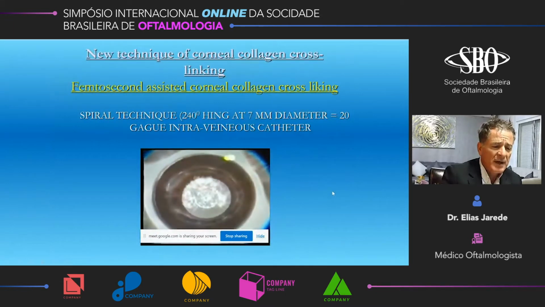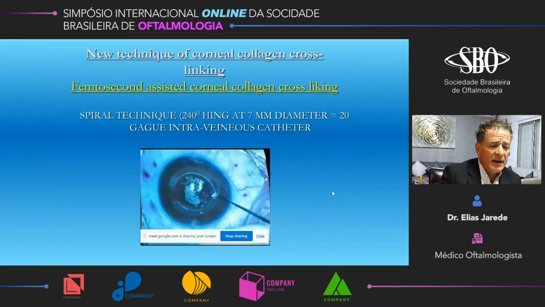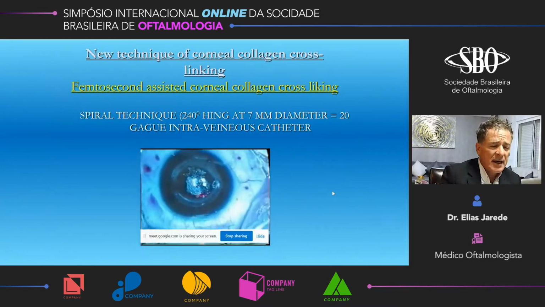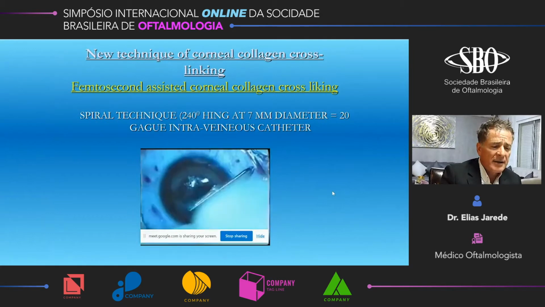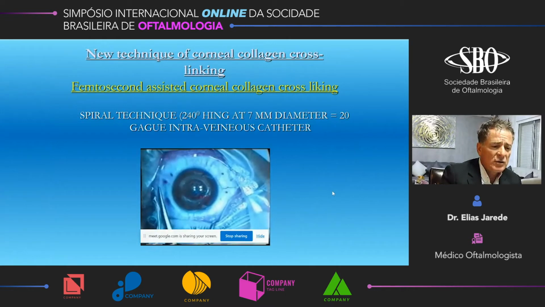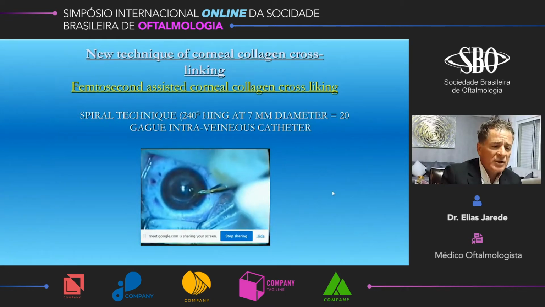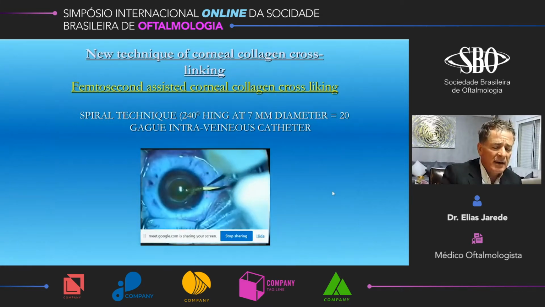Here is a brief video showing the spiral technique. Worth mentioning that we started this technique quite earlier than having the IntraLase pocket algorithm to create a pocket with an entrance. At that time, before that algorithm, we used the reverse hinge cut ratio to create a small opening, injecting riboflavin inside the cornea after dissecting and doing the UV light exposure.